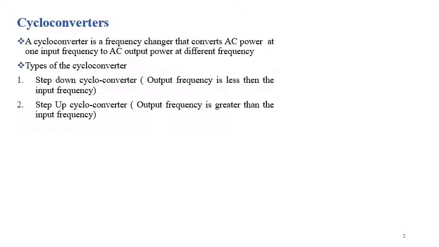Cycloconverters. A cycloconverter is a frequency changer that converts AC power at one input frequency to AC output power at a different frequency. There are two types of cycloconverters. One is called step-down cycloconverter, in which the frequency of the output signal is lower than the frequency of the input signal. The other type is called step-up cycloconverter, in which the frequency of the output voltage signal is greater than the frequency of the input signal.